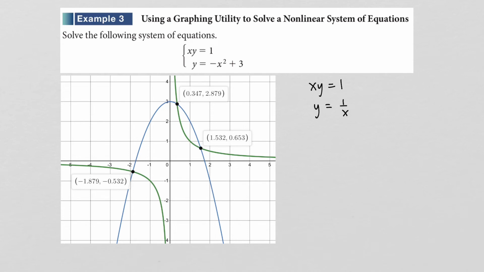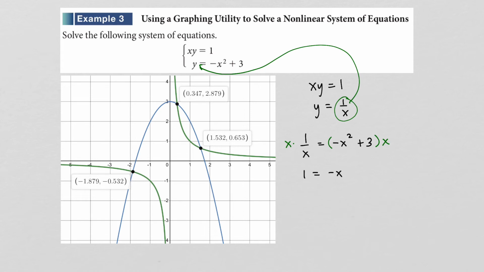And then you can take y equals 1 over x and you can substitute it into here. And if you do that, you get 1 over x equals negative x squared plus 3. And then what you would do is you would multiply both sides by x, like this. And that would give us 1 equals negative x cubed plus 3x. And then moving everything to the left side, you would end up getting this equation. And this is an equation that we don't yet know how to solve because there are no rational solutions to this equation.